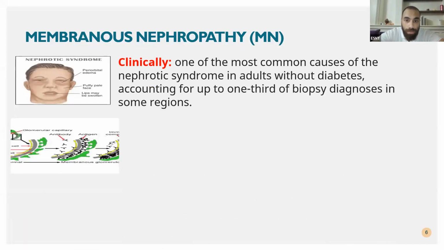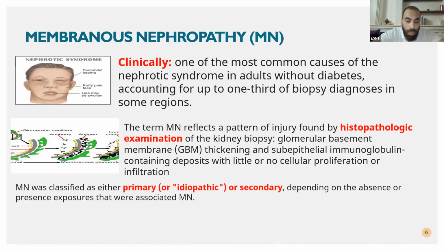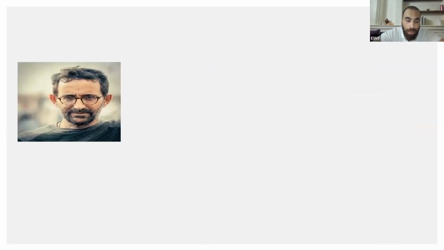And we have to mention again, membranous nephropathy is just a histopathological description. We call it membranous nephropathy because we have thickening of the basement membrane and subepithelial immunoglobulin deposits without cellular proliferation. And we have primary membranous and secondary membranous, and as common causes of secondary membranous, we have lupus, we have malignancies, and we have association with hepatitis B. So we have primary and secondary.